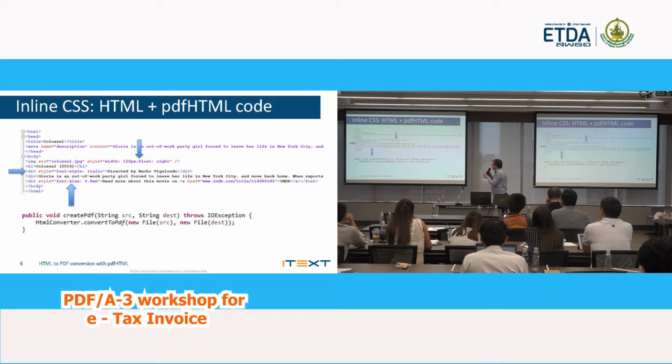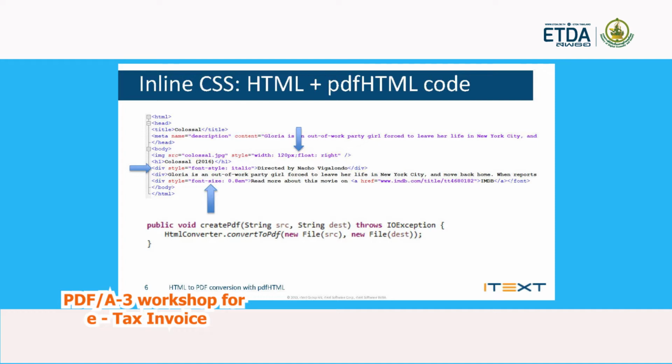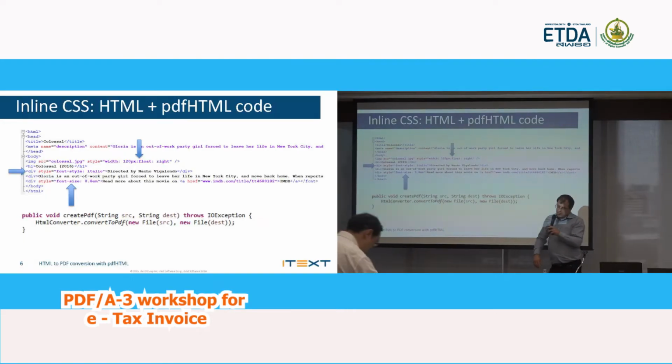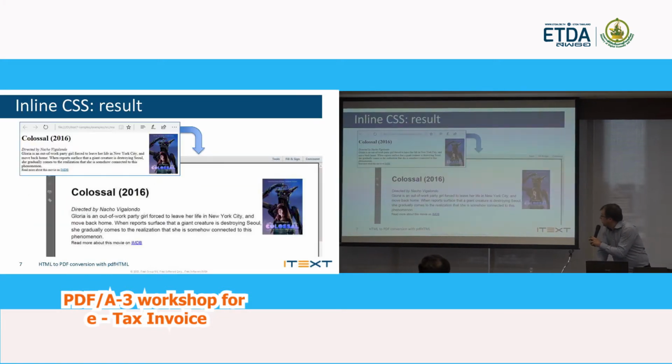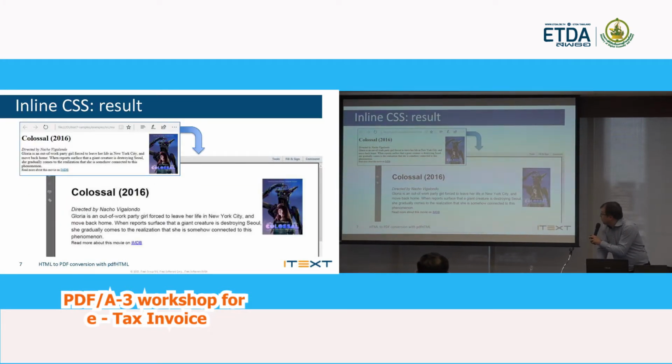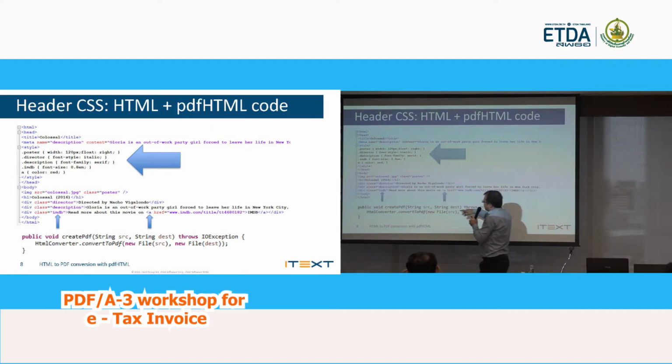So small changes. Instead of using italic, we use div style font style is italic. We don't use font, but div font size is 0.8 em, and we define the width of the image in CSS, inline CSS. Again, we don't need to change the code. It's exactly the same code, and we get our HTML that is converted to PDF. Now, we can move the CSS to a style object in the header. No, we no longer have inline CSS.